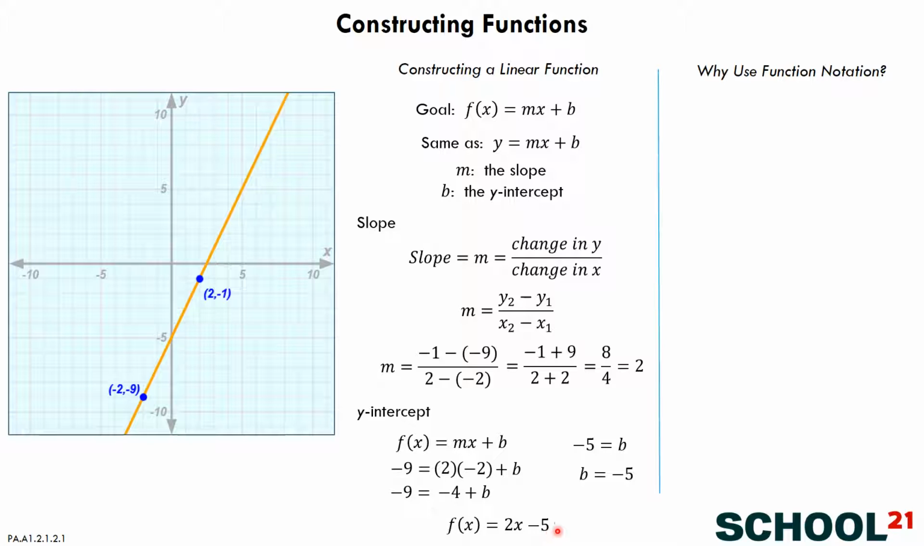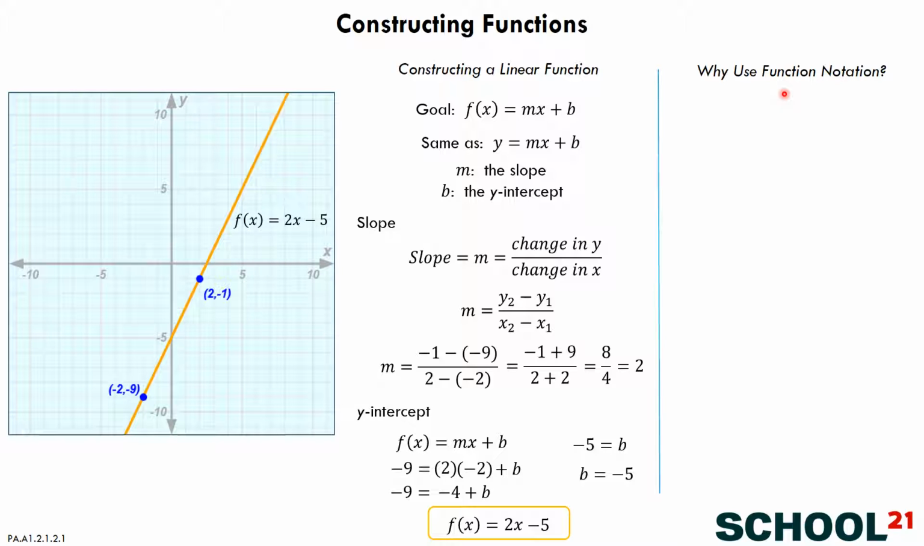So we basically, from 2 points, figured out how to write or construct a linear function, okay? Now, I know you're probably wondering, why don't I just write y equals 2x minus 5, right? That would be a lot easier, and this f of x stuff is kind of weird. Well, why do we use function notation? Let me point out just a couple reasons why.